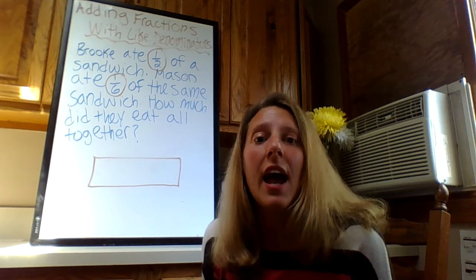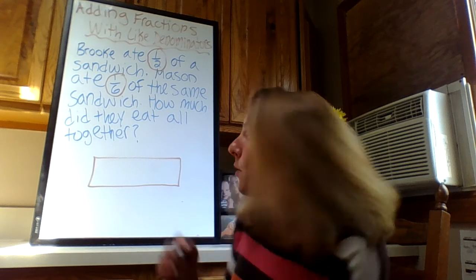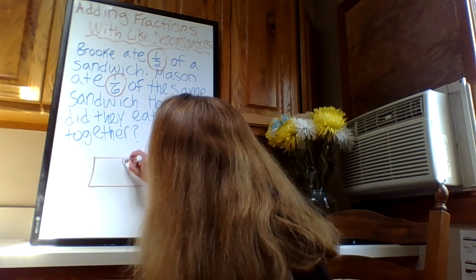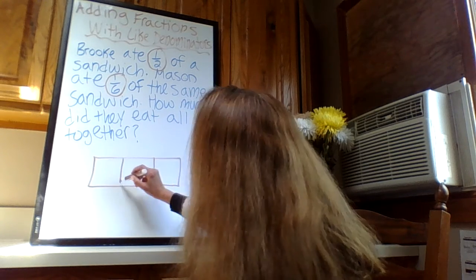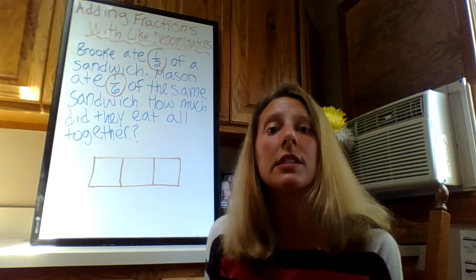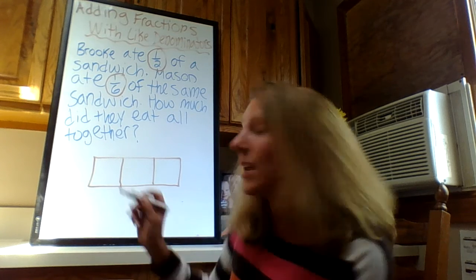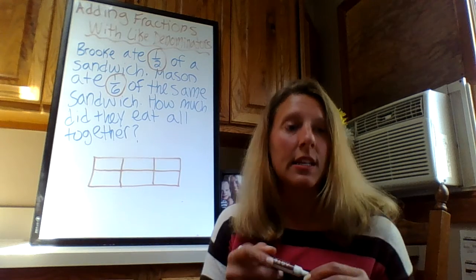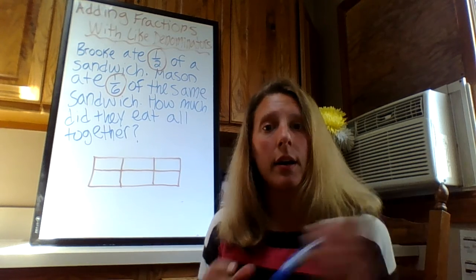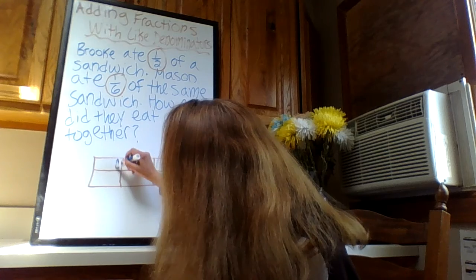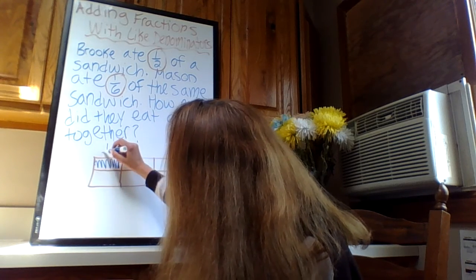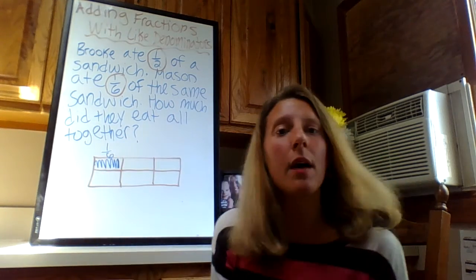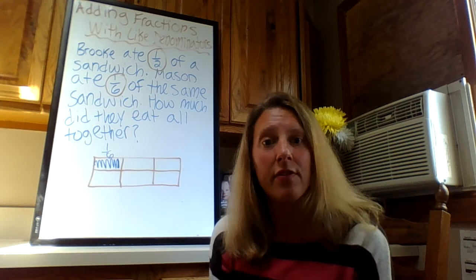So I just drew a rectangle to represent our sandwich. So let's look at 1/6, because I know that if I divide my sandwich into thirds, I can divide each third in half to get sixths. And I'm going to use a blue marker to shade 1/6.